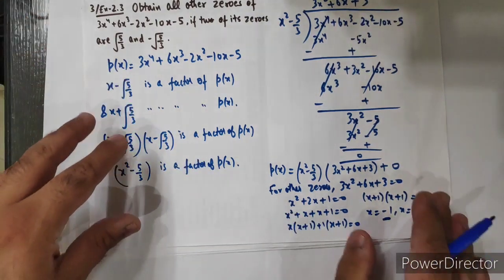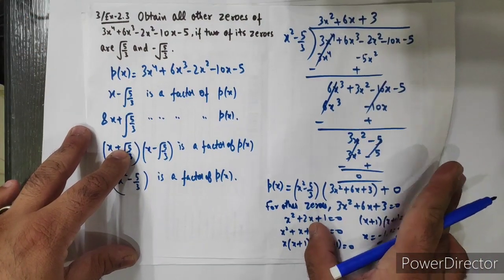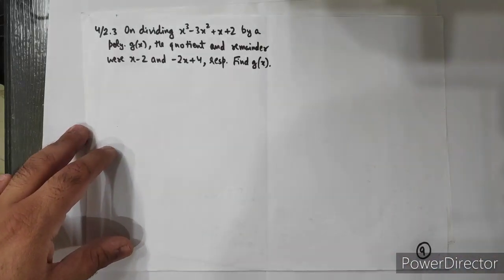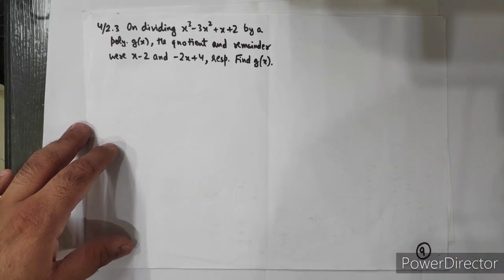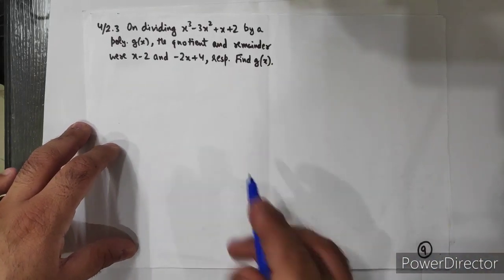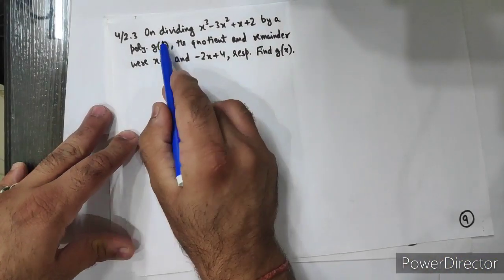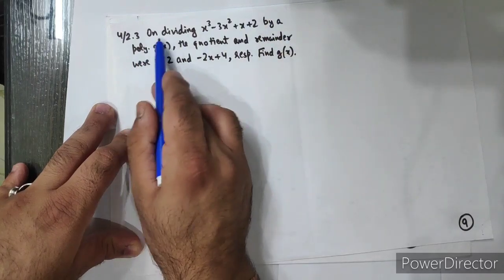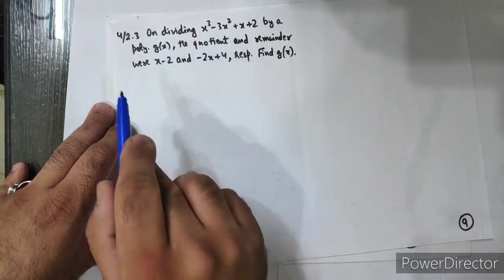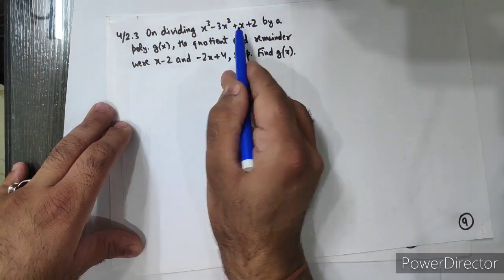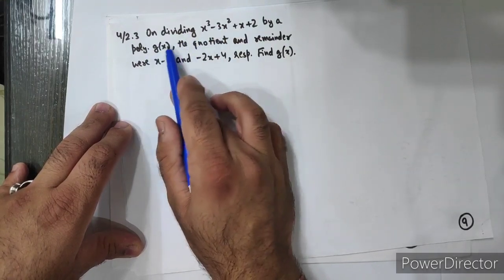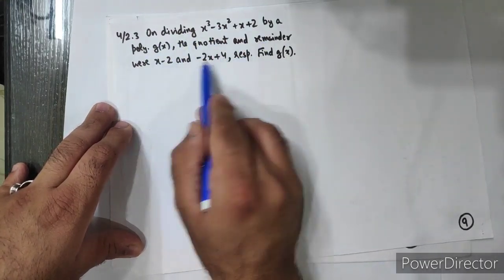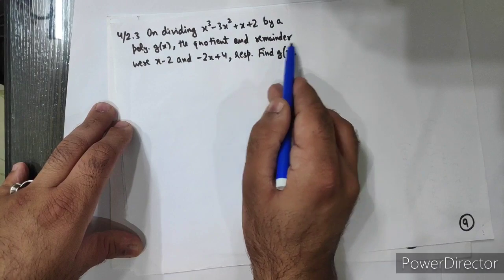Okay, so this was question number 3 of exercise 2.3. Okay, let us do one more question based on this. So this is question number 4 of the same exercise again. Now it is given that on dividing x cube minus this polynomial by a polynomial g(x), the quotient and remainder, this is a different question, are already given to be this, okay, and we need to find g(x).